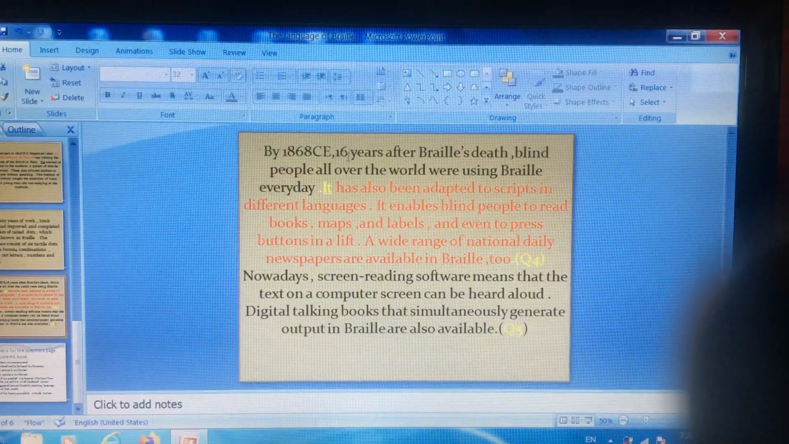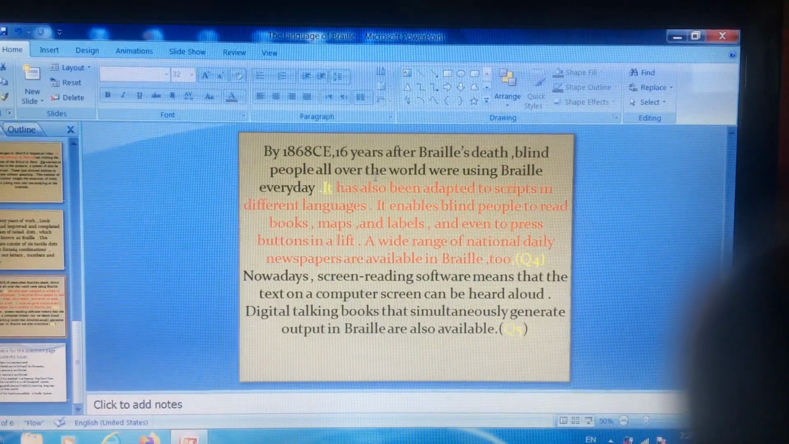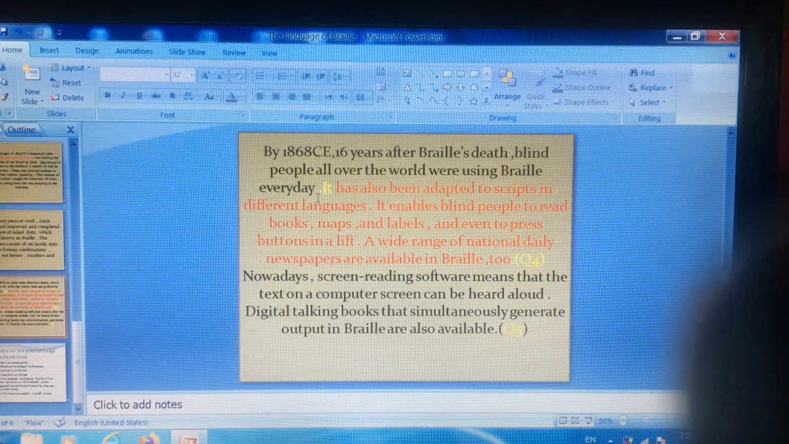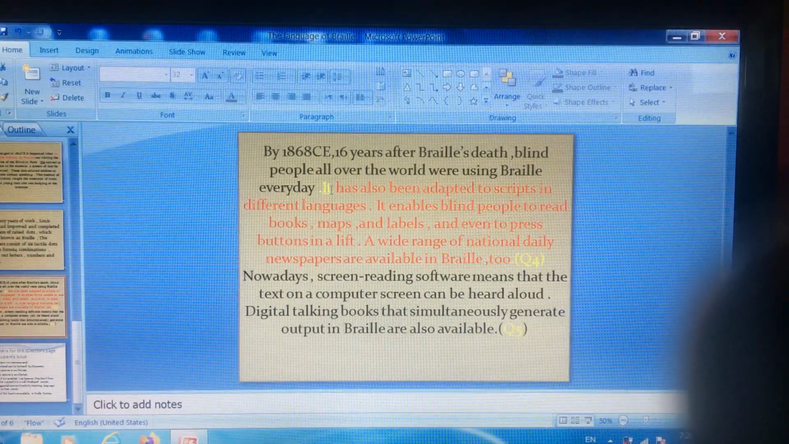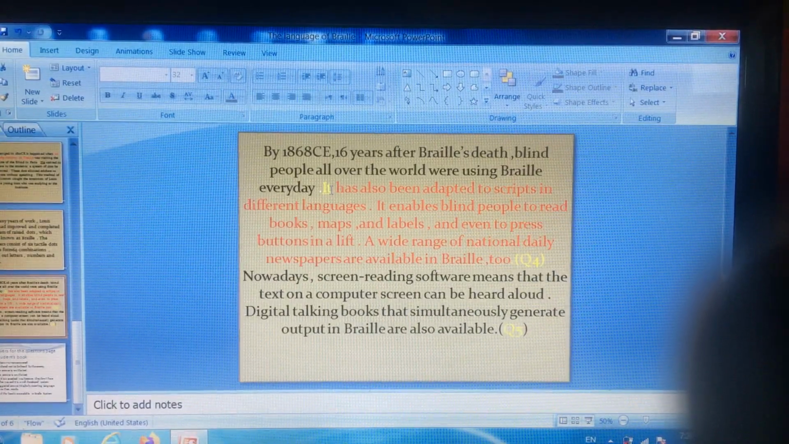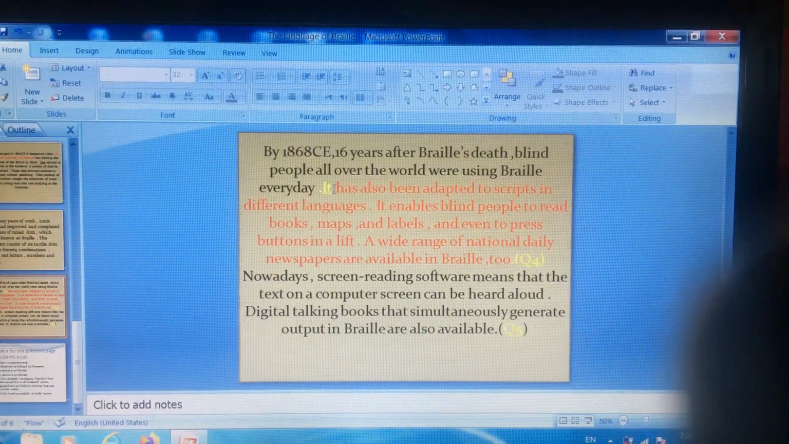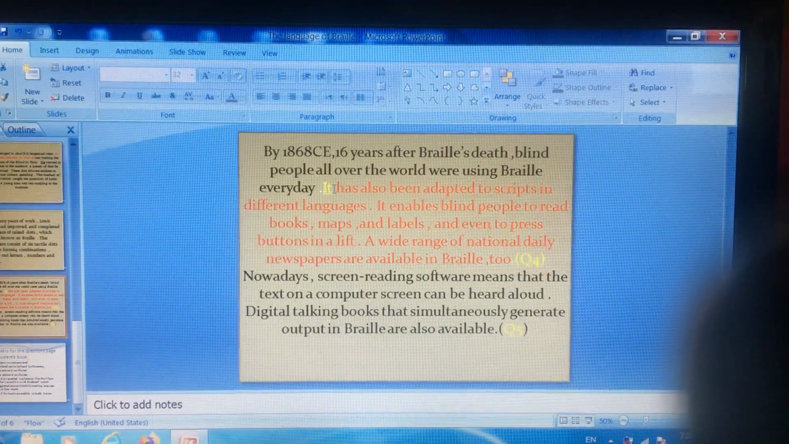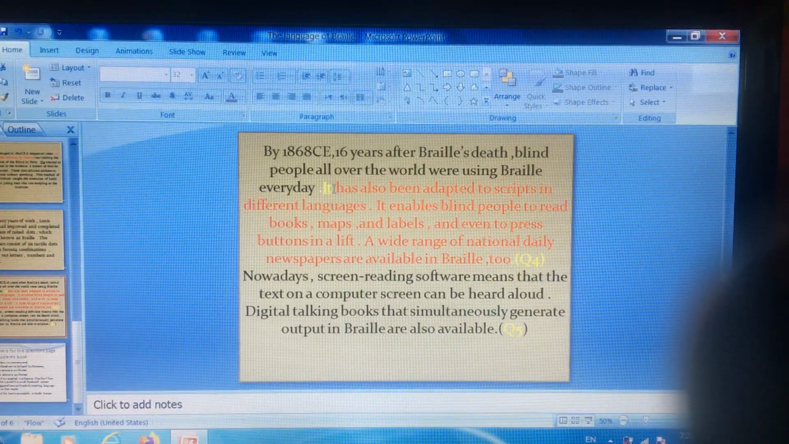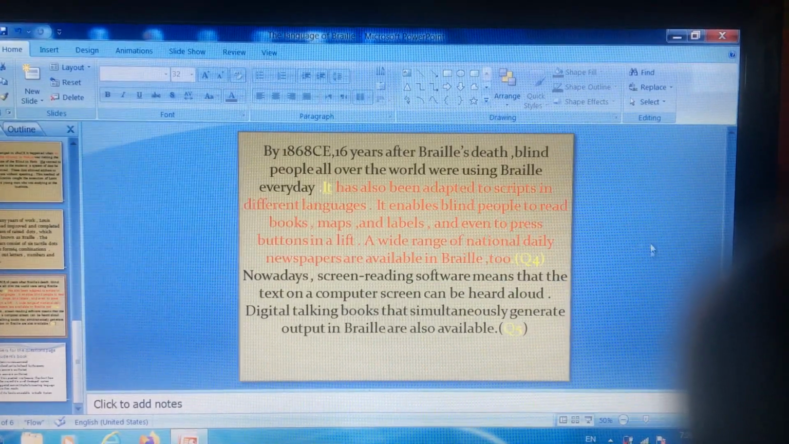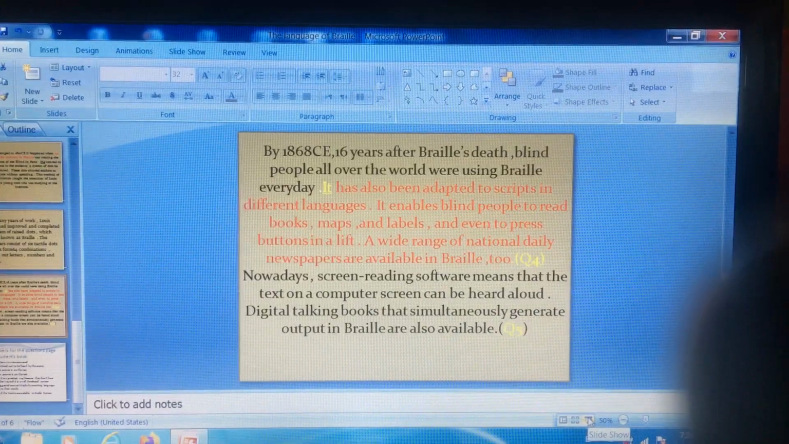Okay. Now by 1868, 16 years after Braille's death، بعد ما راح بريل، blind people all over the world were using Braille every day. إذا بيستخدموا بريل الآن بعد وفاته. It also had been adopted. Who is it? It refers to Braille. To the Braille system, but not Braille as a person. Okay?